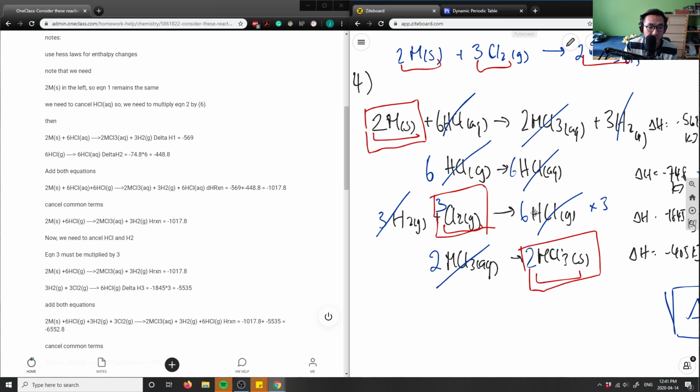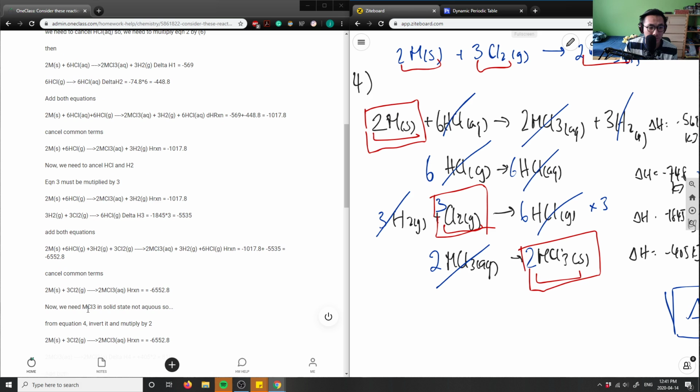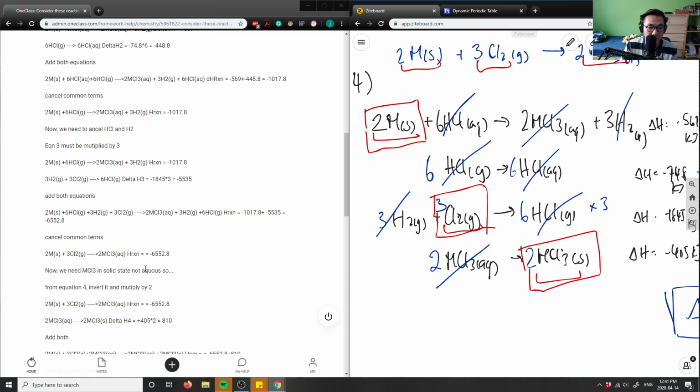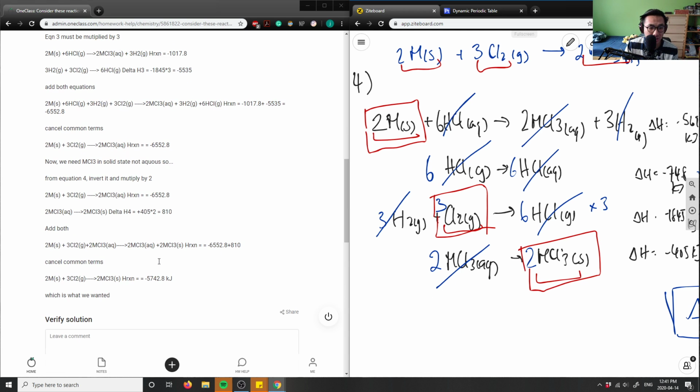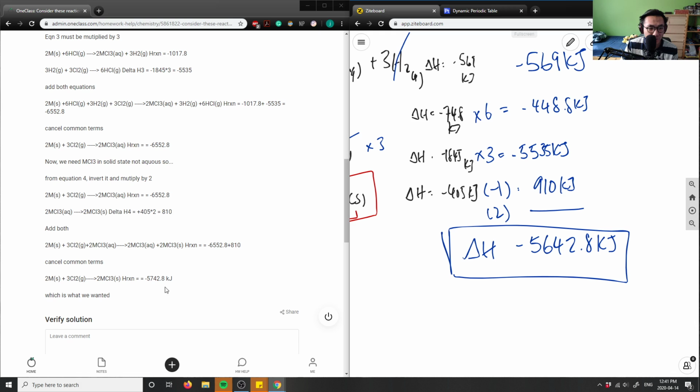Equation 3 is multiplied by 3. That's great. And they added both equations. Again, they canceled the common terms. And now we need MCl3 in solid state, not aqueous. So equation 4, they inverted it, which is good. And they multiplied by 2, right? So that's what they did here. And then they added up all the enthalpies to get 5,742.8. I think they're off by 1 here.